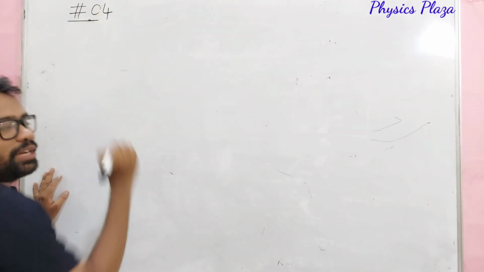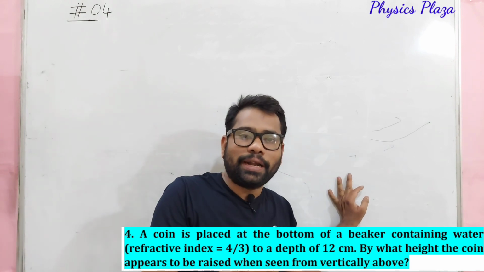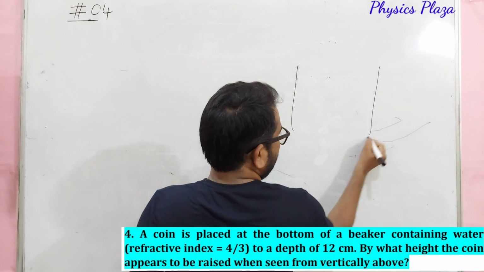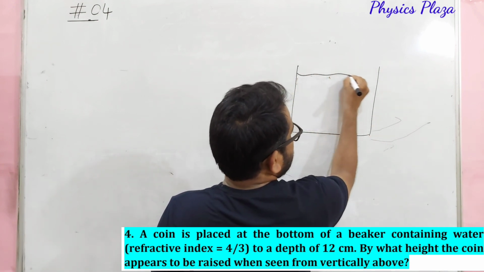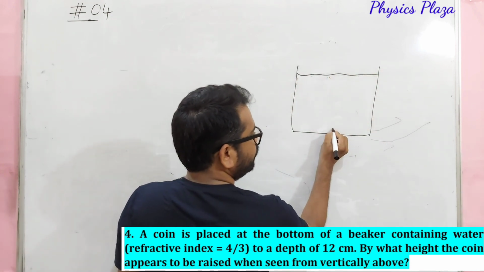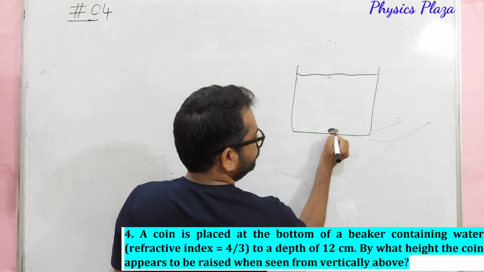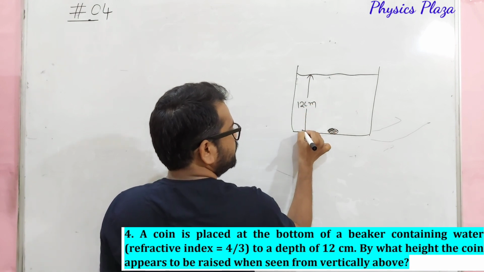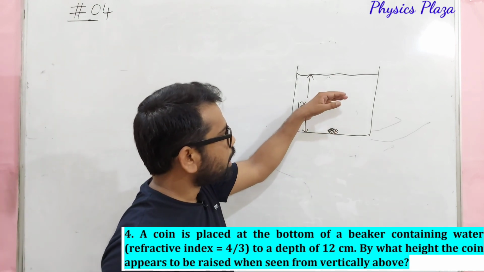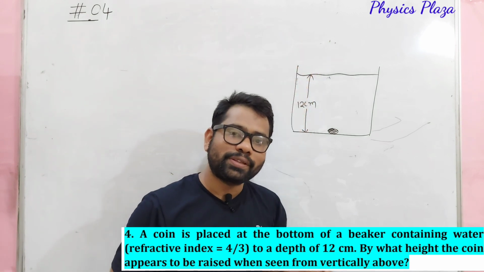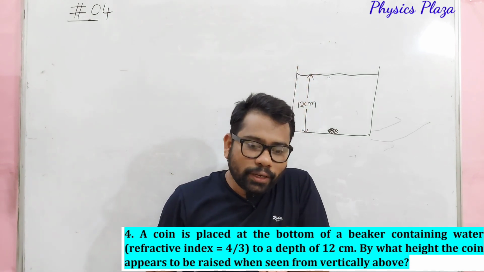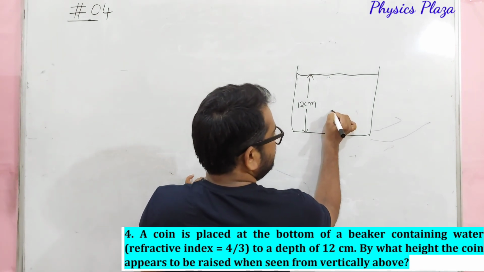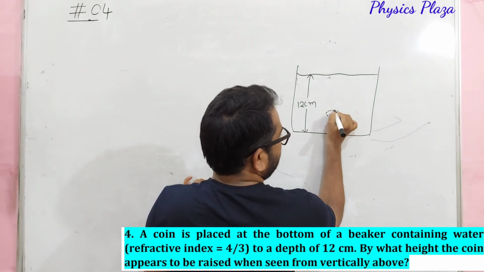Now numerical 4, dear children. So this question is based on apparent depth, real depth and shift. Children, it is given that in a question, here is a beaker in which water is taken such that the coin is placed here so that its depth is 12 centimeters. But dear children, when it is observed from the top, obviously what happens? Due to the refraction, the coin appears to be raised. So let us say it is raised till here.